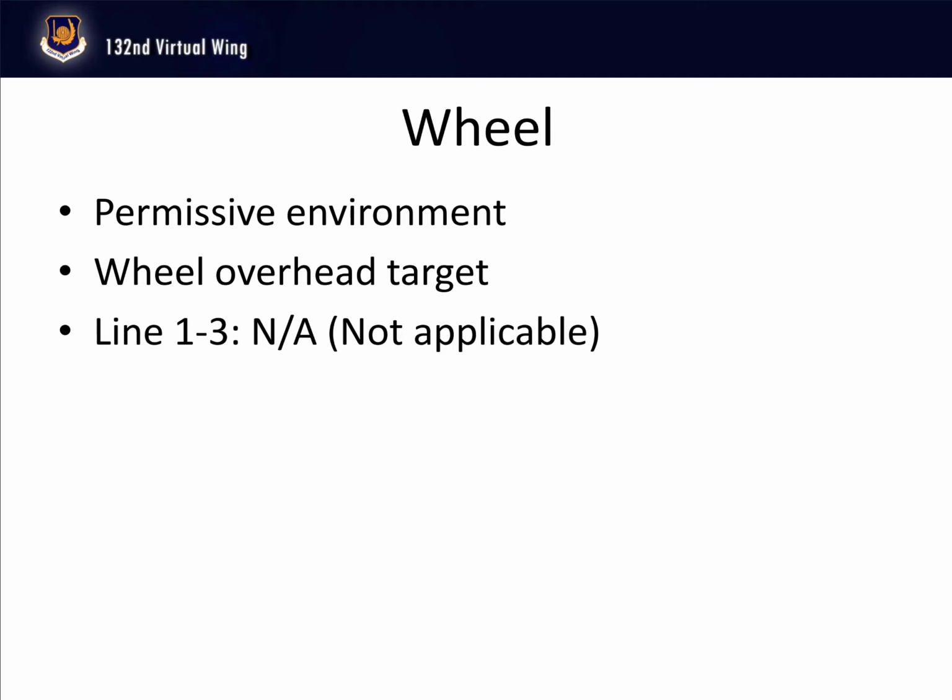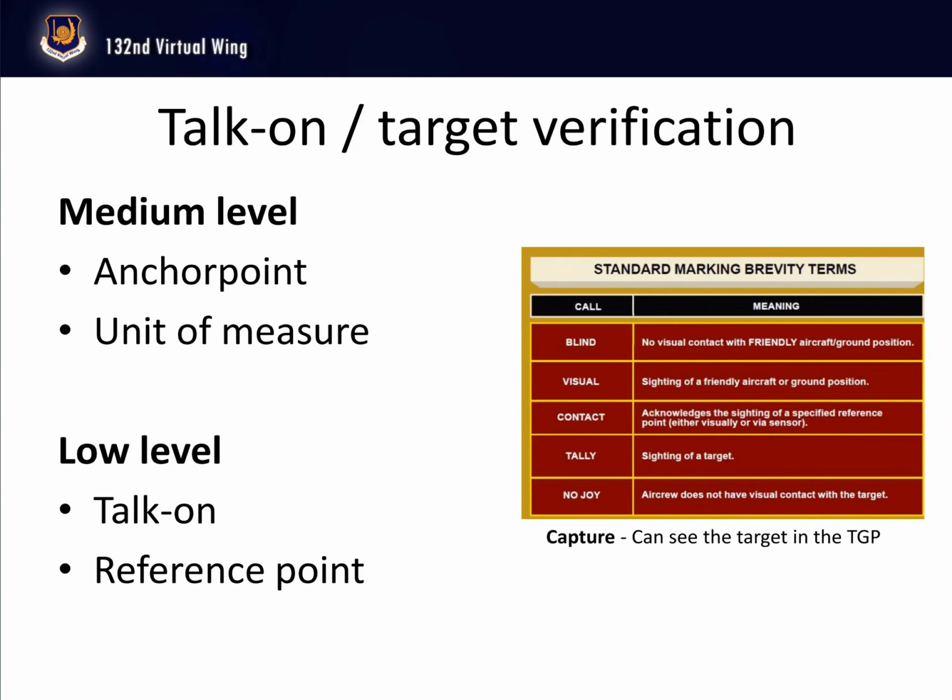Okay, so one more, returning to the wheel slide on 19, the lines 1, 2, 3 in the CAS brief in the 9-line are not applicable, or can also be from the overhead. Okay, because there's no distance, there's no heading, because you're on top of the target basically. Okay, slide 20, talk on target verification.